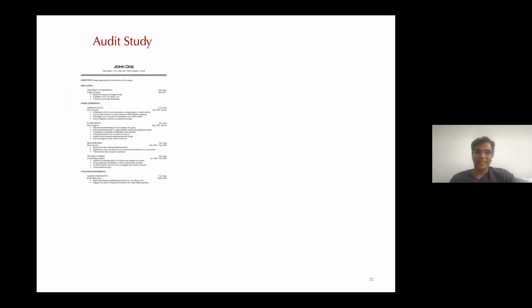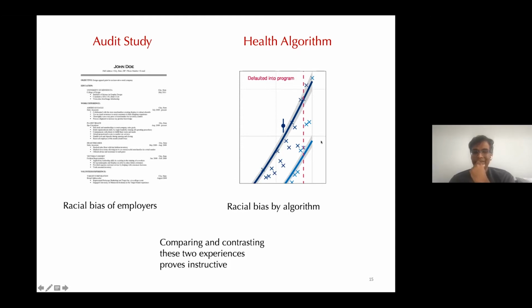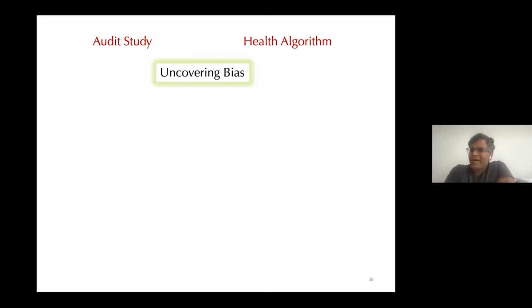So this was the audit study with resumes. This was the health algorithm study. What I want to now do is put them side by side and make some observations about these two studies, because I think it'll be illuminating about the nature of discrimination and disparity and discovery of that. So this is the racial bias of employers. This is racial bias by an algorithm in the context of healthcare. These are people doing it. This is an algorithm doing it. Okay, so I'm going to compare and contrast these two. So let's first talk about what it meant to uncover bias and how hard it was.